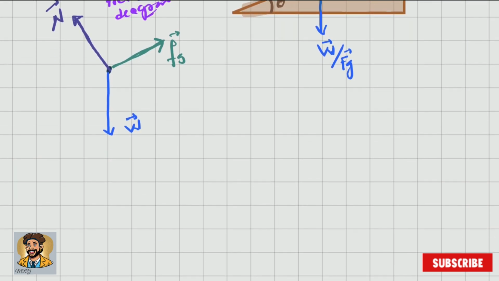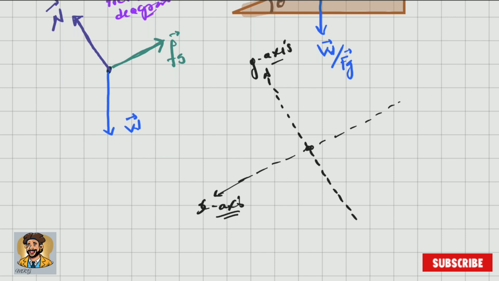So let's do it here now. If you draw the axis, the x-axis will be on the surface. So here are the axes. Now, what forces are acting there? There is weight pointing down in this direction. There is friction pointing up the axis. This one is the static frictional force. And we have the normal up the axis. There we go. This is what we have here.